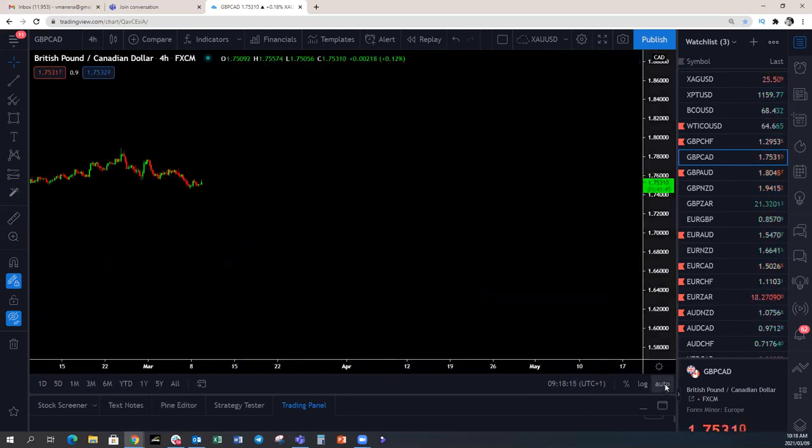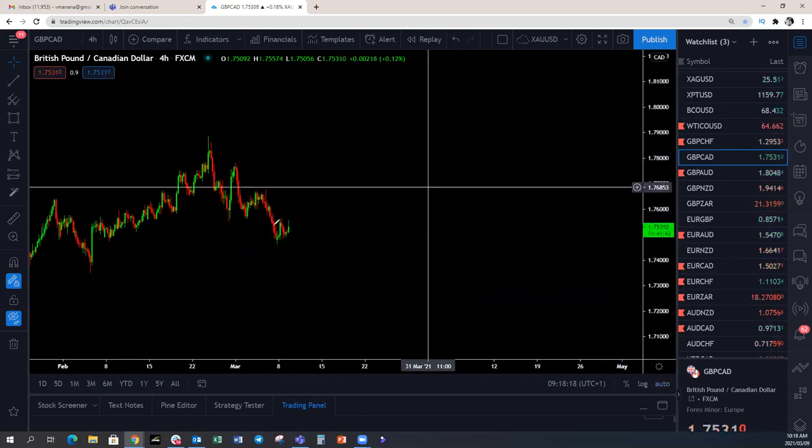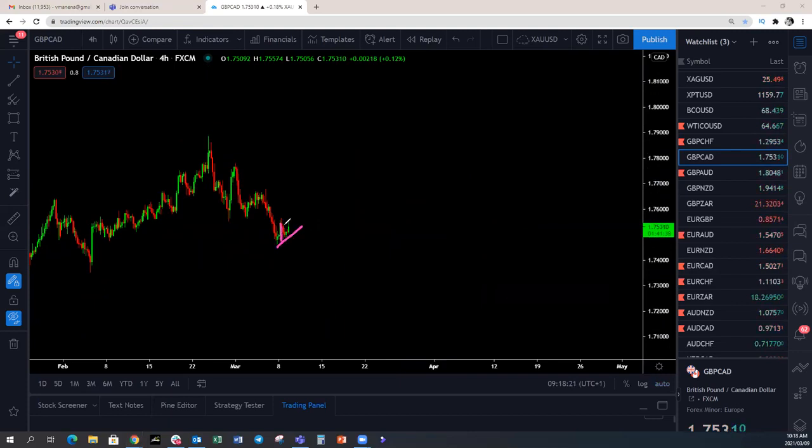Let's check the 4 hour. That's the continuation pattern on the 4 hour. Let's see how this corrective structure plays out. If it confirms, we're looking downside. Similar to this, similar to that, we'll be taking it to the downside.